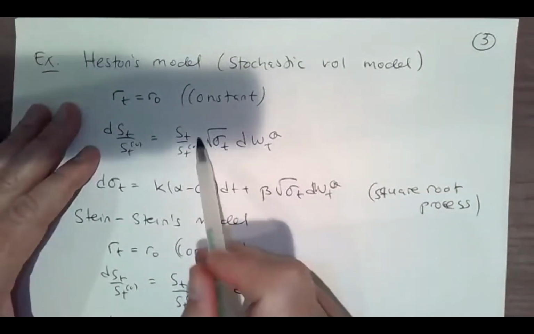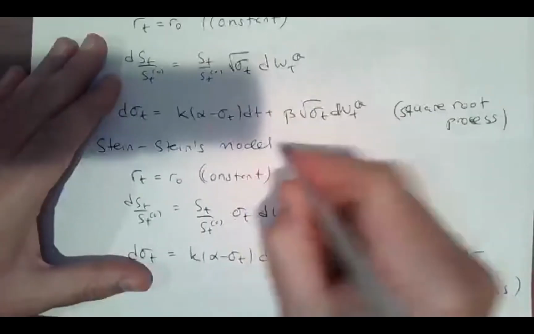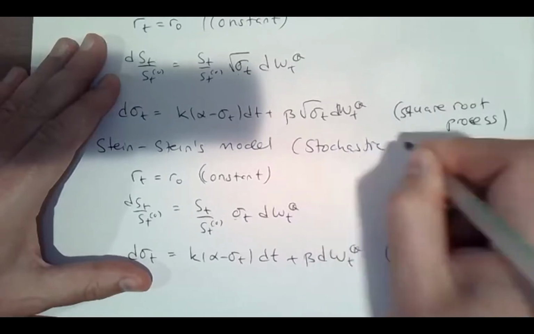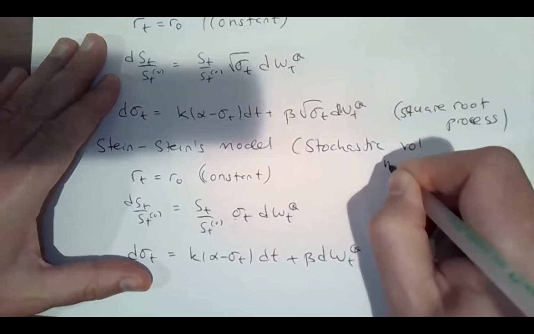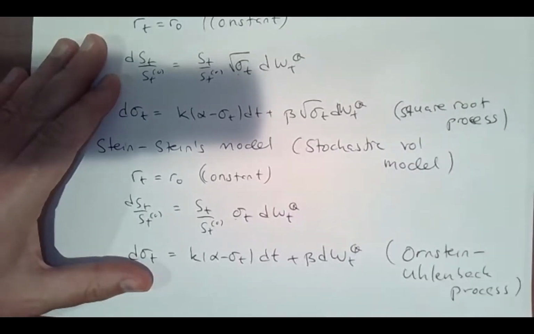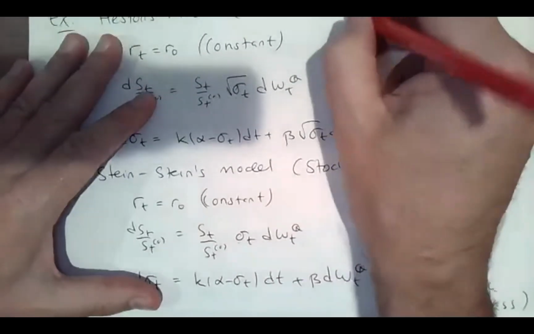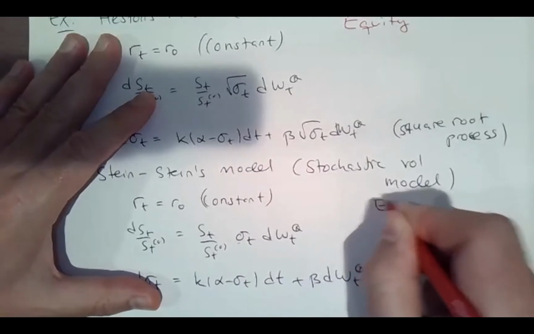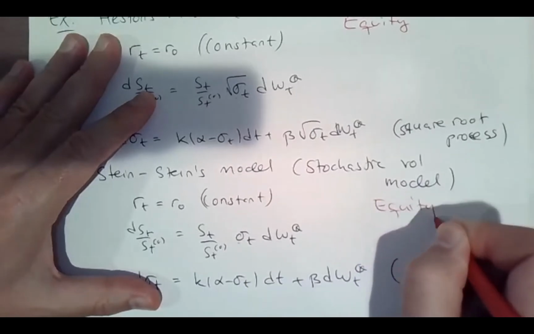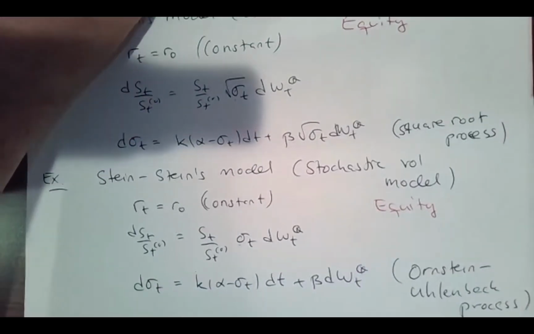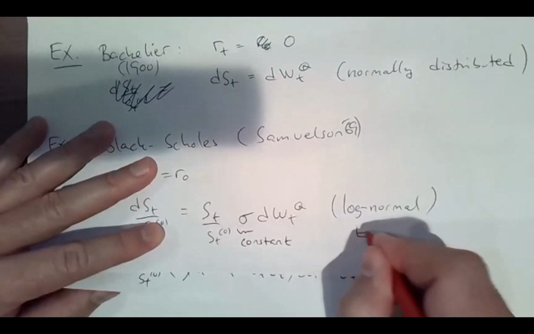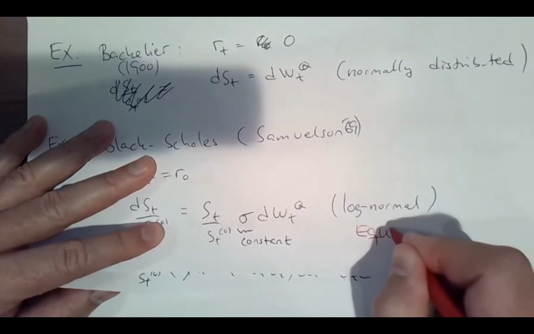The volatility is stochastic. And the same thing is true in Stein. This is also a stochastic vol model. Right, so these models, they are equity models. This is all about equity. And the same thing is true for Black-Scholes.